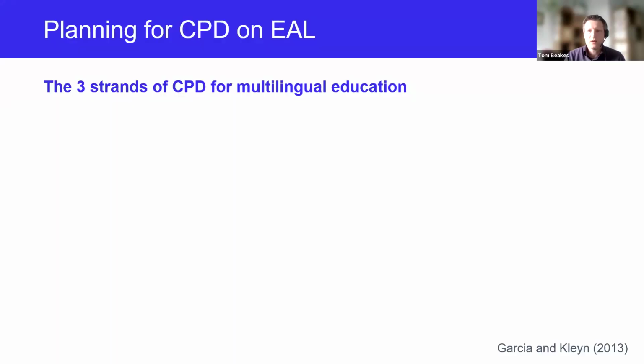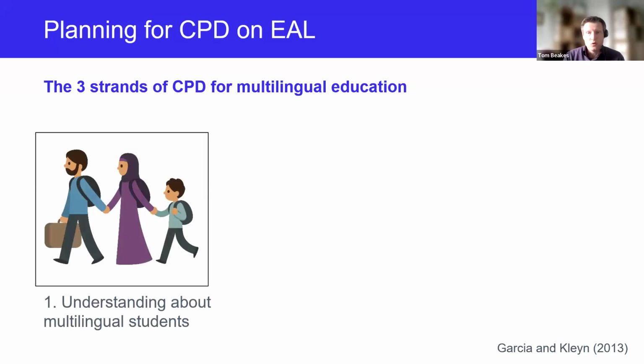And if we're thinking about effective CPD, we want to start with understanding what is the key information and the changes in thinking that we need to facilitate. And I think this model can help us. So Garcia and Klein identified 3 strands of CPD for successful multilingual education. First of all, they talk about understanding multilingual students and their families. So this might involve cultural awareness training, or ensuring that staff know where to find the information that you've gathered about the EAL students at your school.